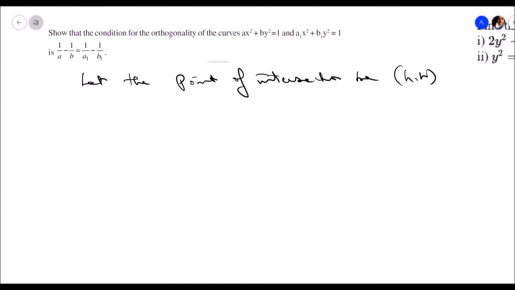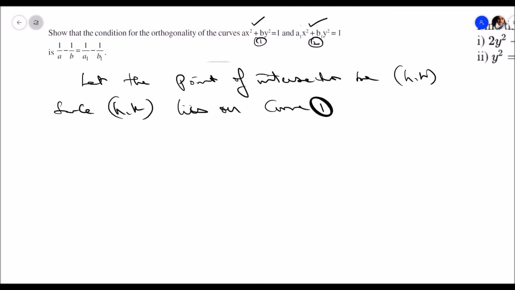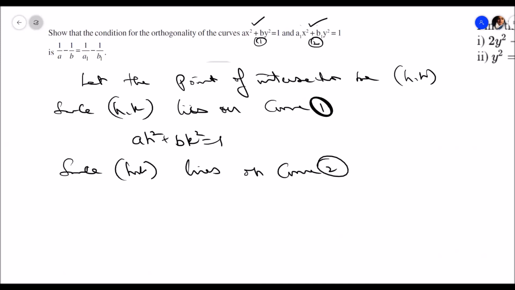So since h comma k is lying on this as well as on this, right? Since h comma k lies on curve 1, let's call this curve 1 and let's call this curve 2. Okay, h comma k should satisfy this, that is a h square plus b k square should be equal to 1. Similarly, since h comma k lies on curve 2, it should satisfy this equation also, which is a1 h square plus b1 k square should also be equal to 1. I'll call this equation 1 and I'll call this equation 2.